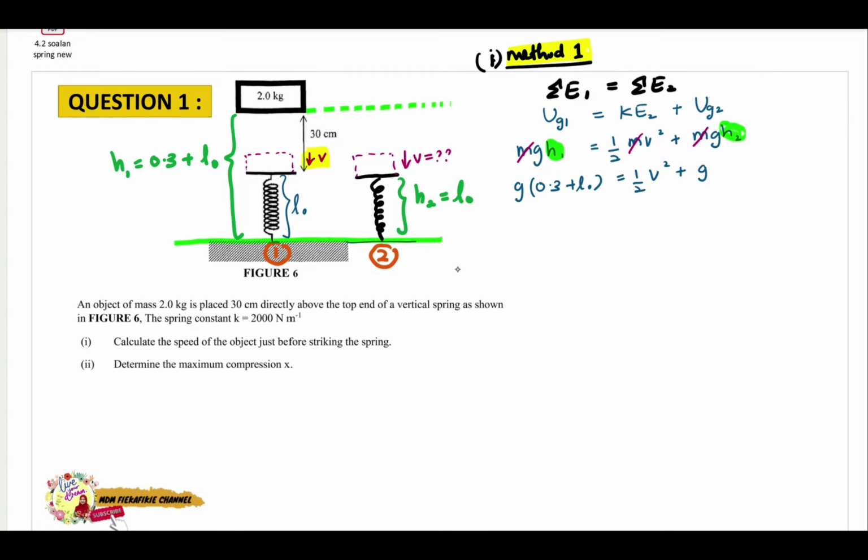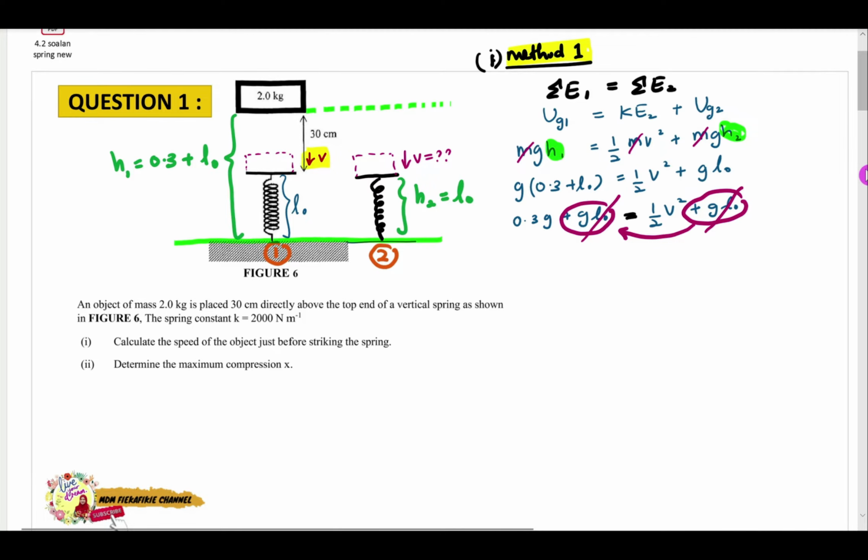H2 for us is L0. Okay, so we can see here, the H we have related, 0.3 plus L0 and this is also L0. So we expand the equation. So you will get 0.3G plus GL0 equals half V squared plus GL0. Okay, so can you see here? Let me circle it a bit. Okay, so GL0 here, if you bring it to the other side, it will become minus GL0. So this and this can cancel out. Okay, so 0.3, so now we can find V.